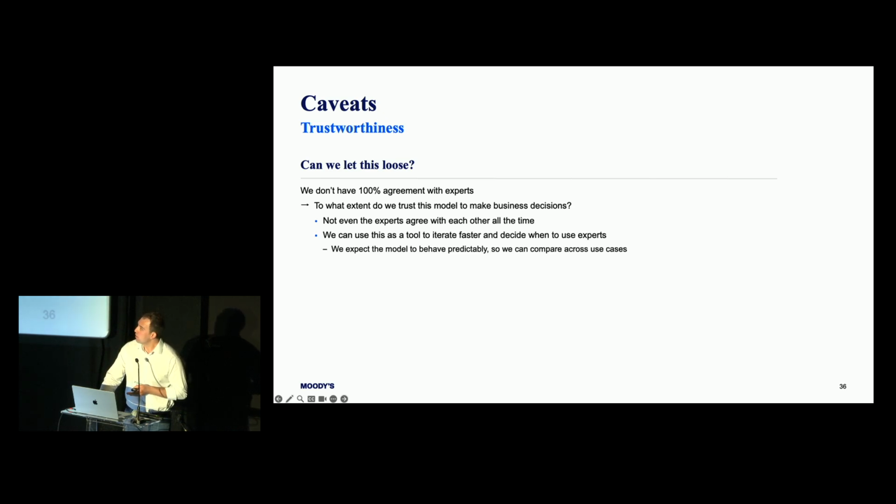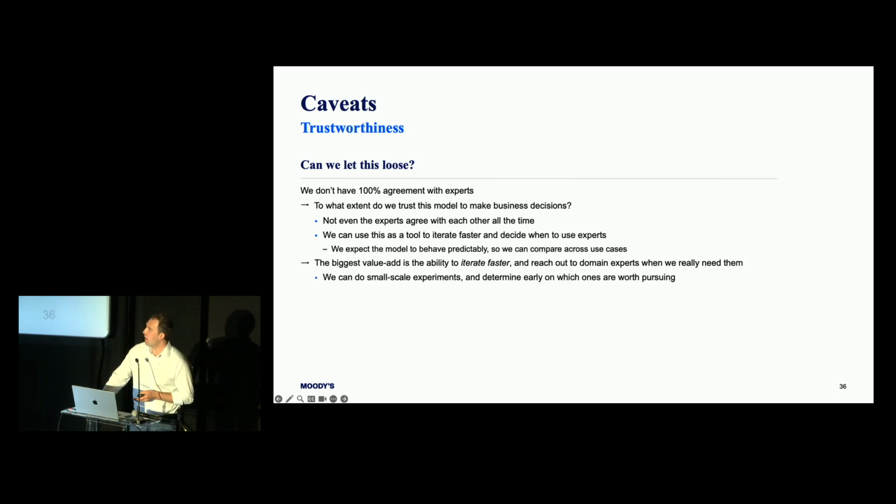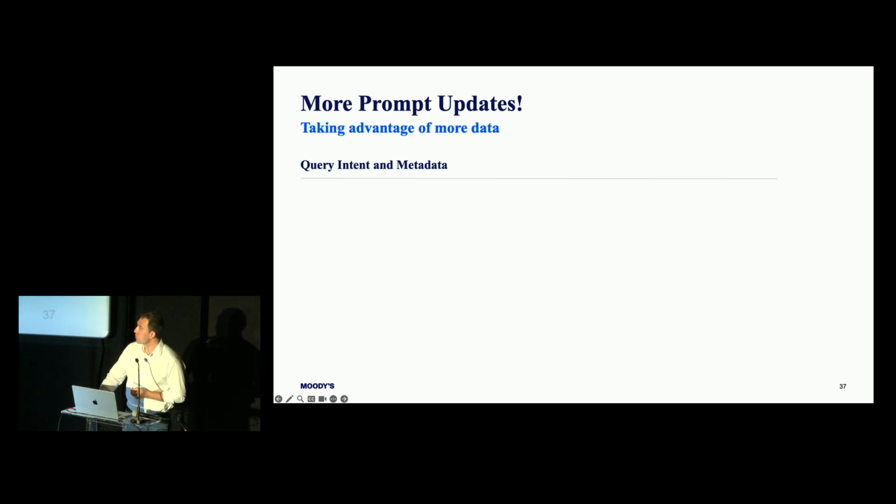So the main aim here is that we want to use this to be able to iterate faster. We want to be able to run more experiments more quickly and get more immediate feedback, so that we can figure out when we actually need to reach out to domain experts and when we actually need to use their time. So it makes it less costly for everyone. We can run experiments more cheaply and faster, and we're also not wasting people's time. So that, I think, is probably the biggest value add here.